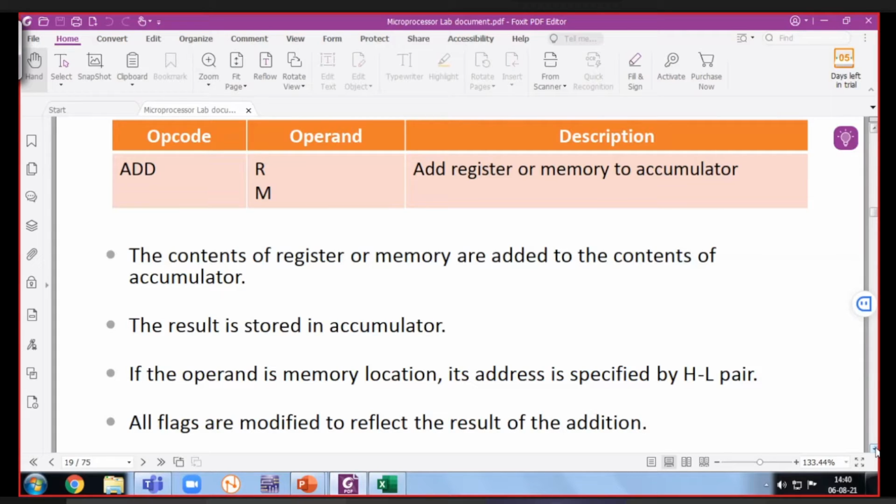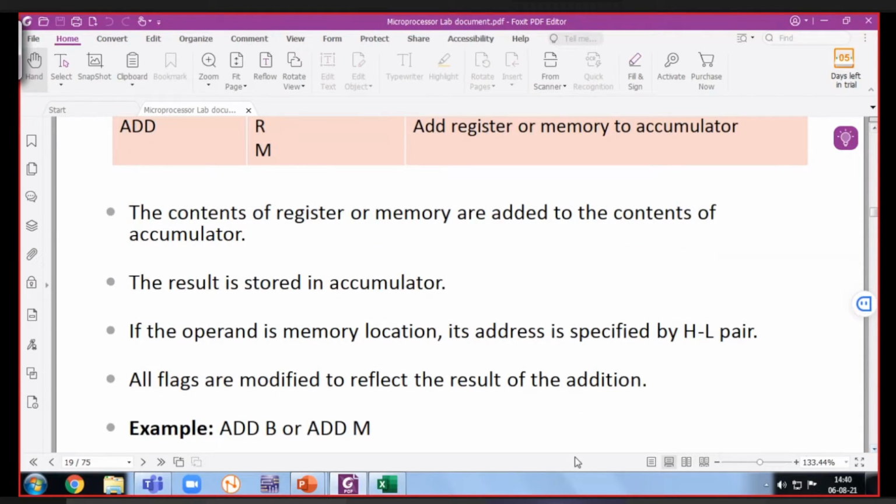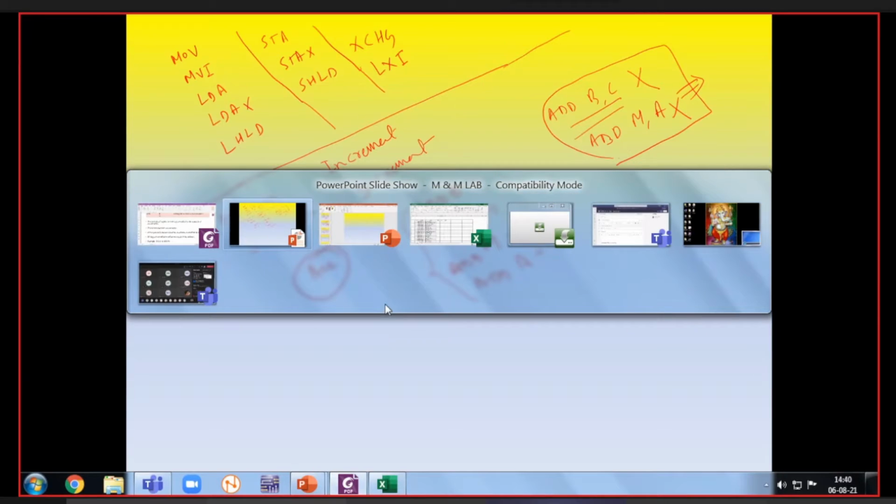Now in this one, carefully, we have different things, add R, add M. Instruction written here, add B or add M. So if the operand is memory location, its address is specified by HL pair. Okay, now how to use this?